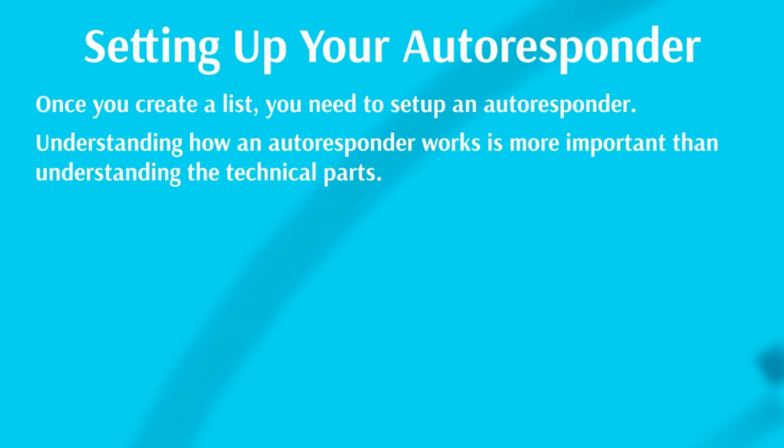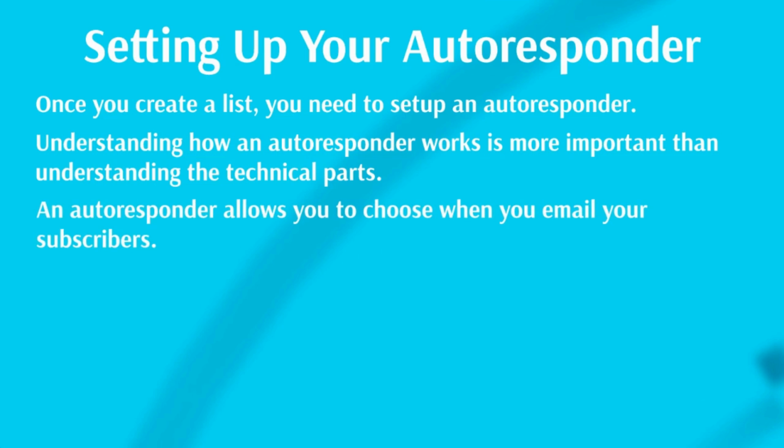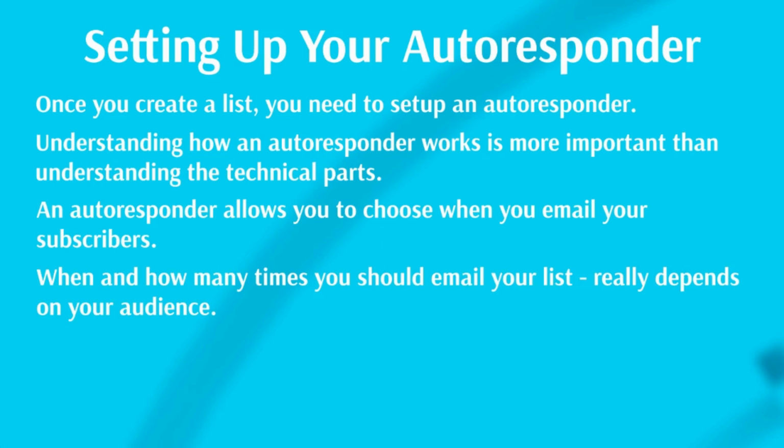Understanding how an autoresponder works is crucial because then it doesn't matter if you're using GetResponse or any other service, this can actually cross different platforms, as long as you understand the concepts. Now, an autoresponder allows you to choose when you email your subscribers, the time zone, all of that. Now, a very common question that we have seen is when should you email your subscribers, or even how many times should you email your list?